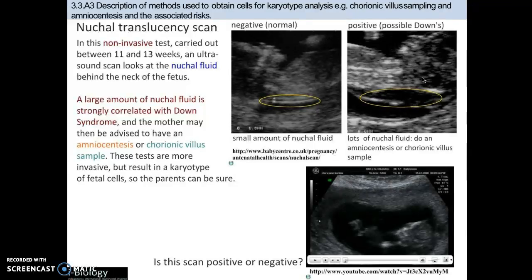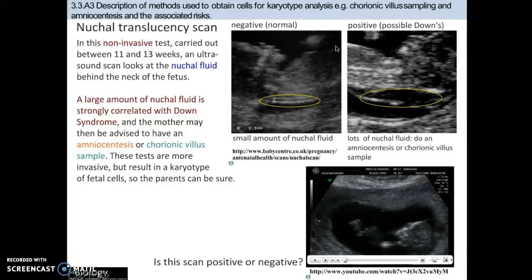One of the really interesting things that I thought was really cool, and I didn't know about this till I started doing some research on this, is what's called the nuchal translucency scan. So it's a non-invasive test that's carried out between 11 and 13 weeks, where when they get their ultrasound, they look at the nuchal fluid behind the neck of the fetus. You can kind of see that here.